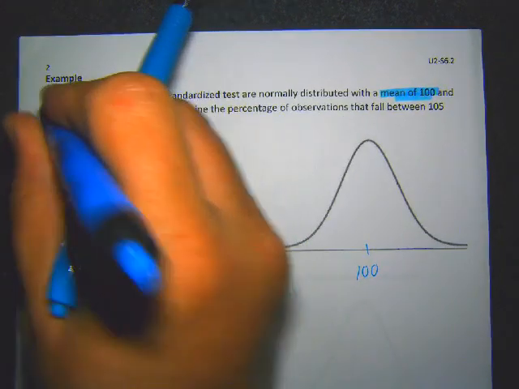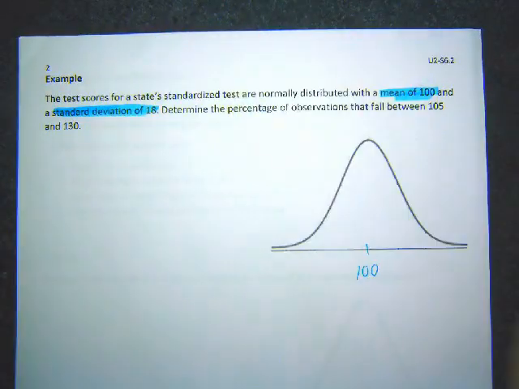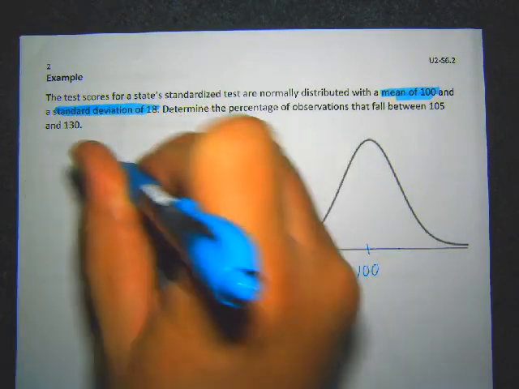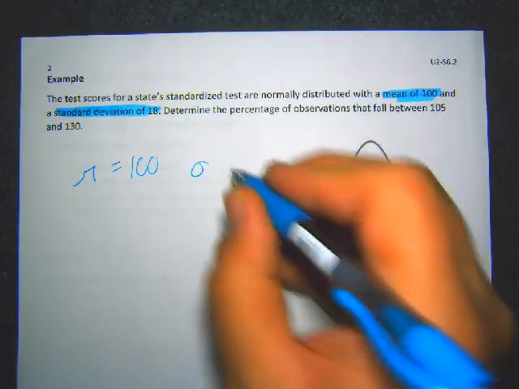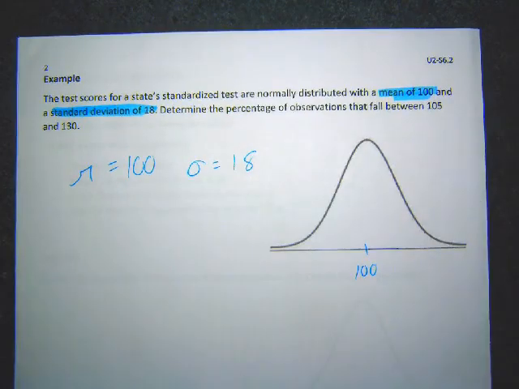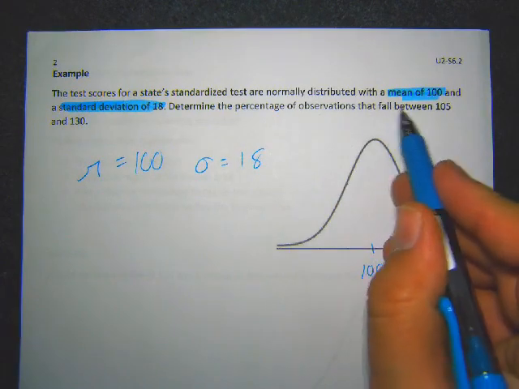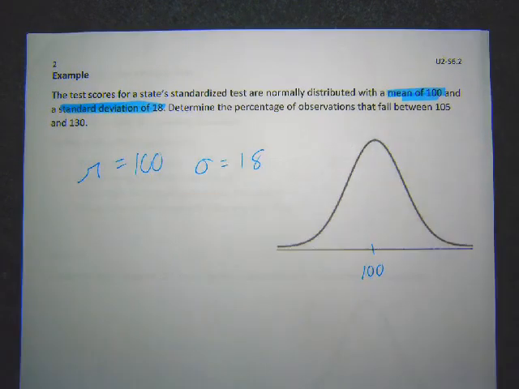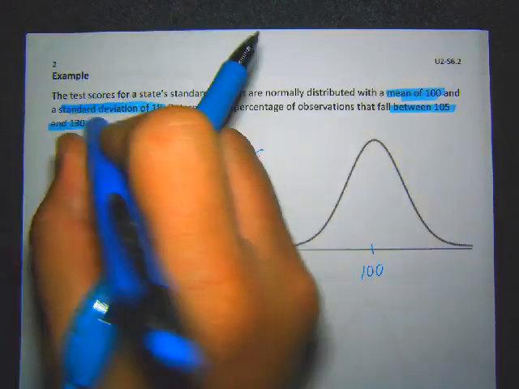So standard deviation, 18. Using the symbols for these, remember that mean is mu, so mu would be 100, and sigma, the lowercase sigma, is the standard deviation, that would be 18. They're just giving us those values. They want the percentage of observations that fall between 105 and 130. So now we're actually looking for between two numbers.